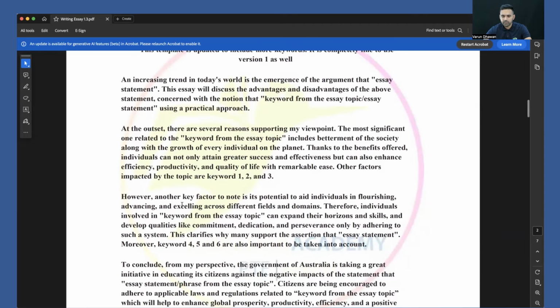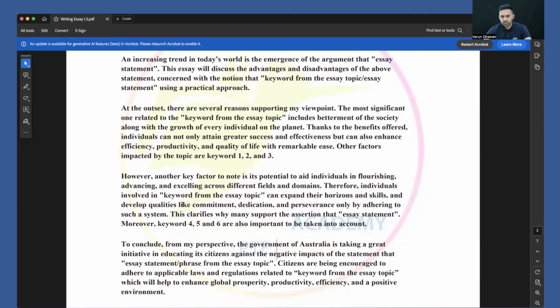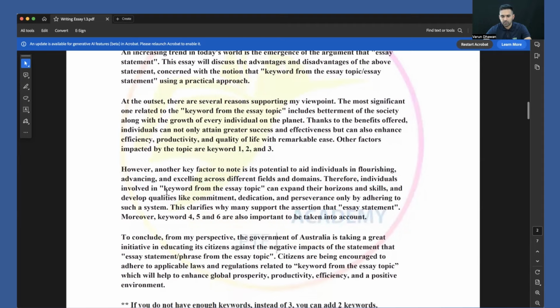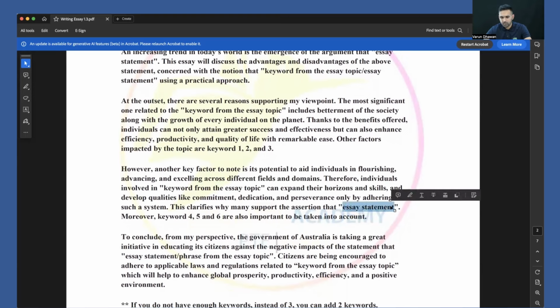However, another key factor to note is its potential to aid individuals in flourishing, advancing, and excelling across different fields and domains. Therefore, individuals involved in the main topic or main keyword or main phrase from the essay topic can expand their horizons and skills and develop qualities like commitment, dedication, and perseverance only by adhering to such a system. This clarifies why many support the assertion that essay statement over here, the whole statement. If there are two sentences, you can just write the first sentence.